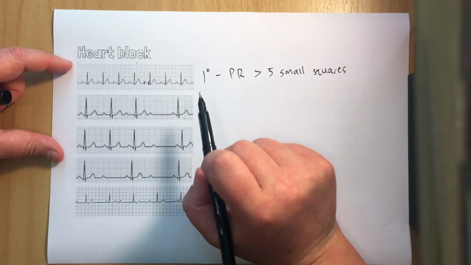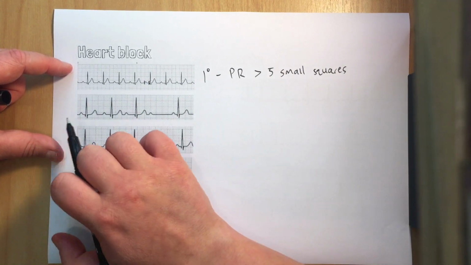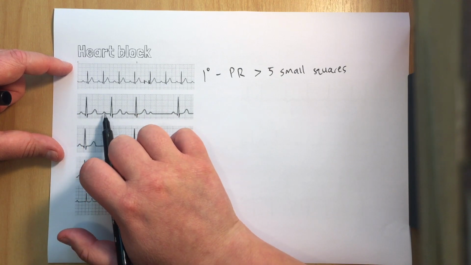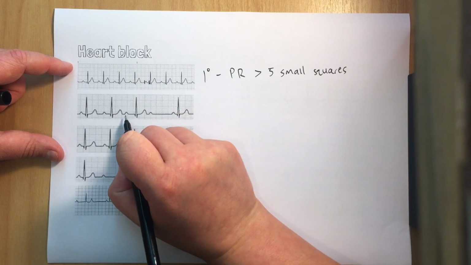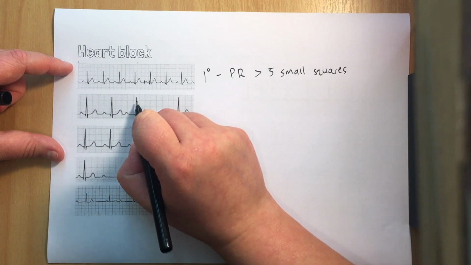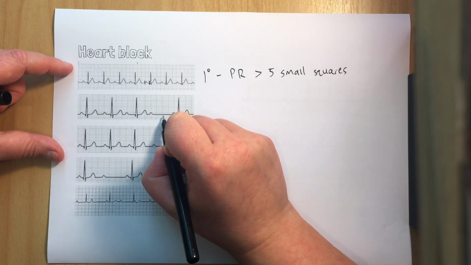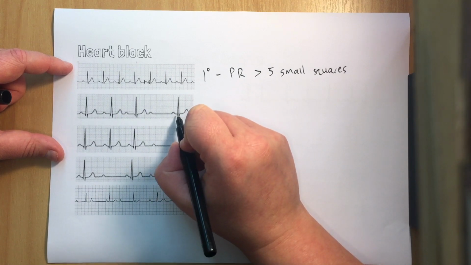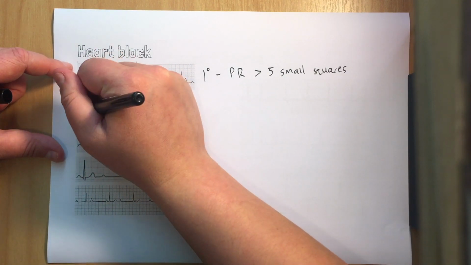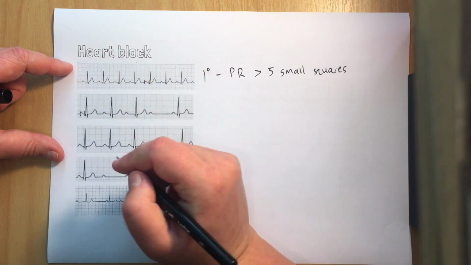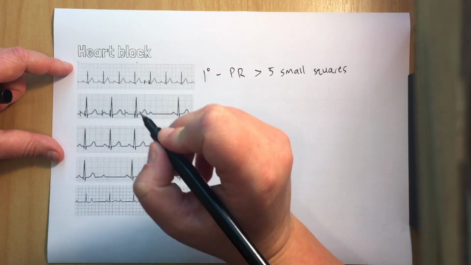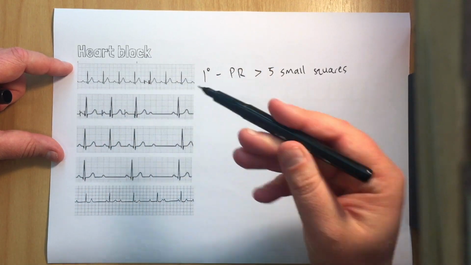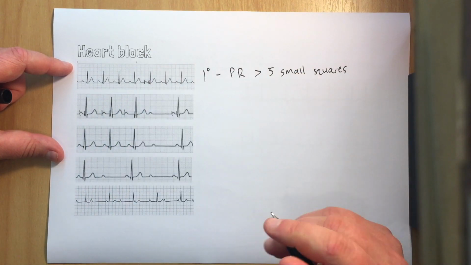All right, so moving on to this next one. So what's happening here? We've got a P wave, a QRS, a P wave a bit further away from another QRS, a P wave a bit further away again from this QRS, a P wave, no QRS, and then a P wave that's pretty close to the QRS. So we can see that our PR interval is getting longer and longer. We lose a QRS complex and then it's short again.